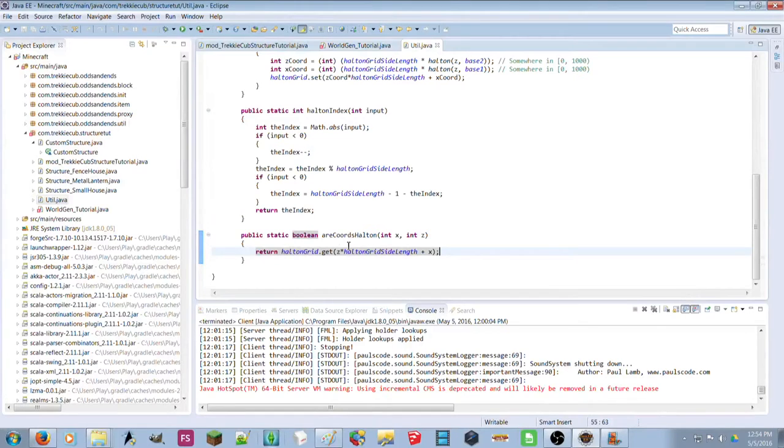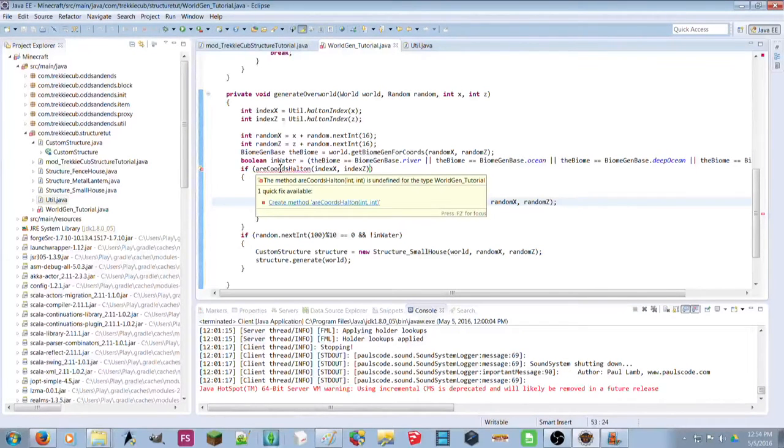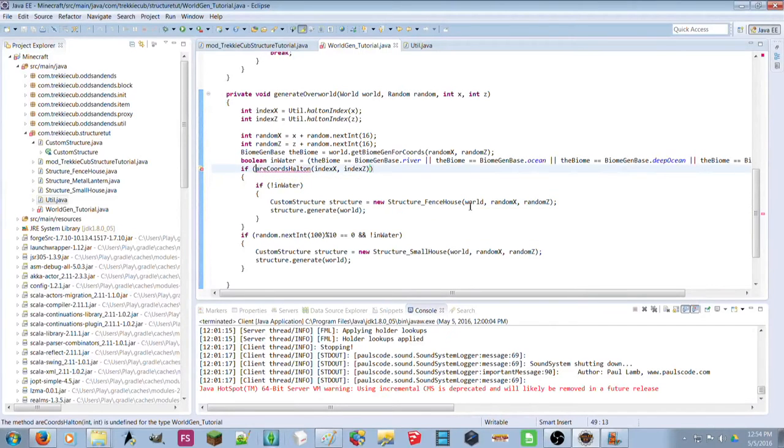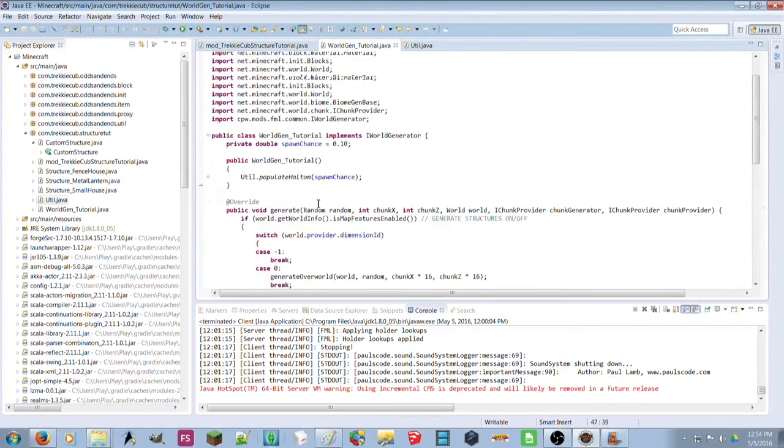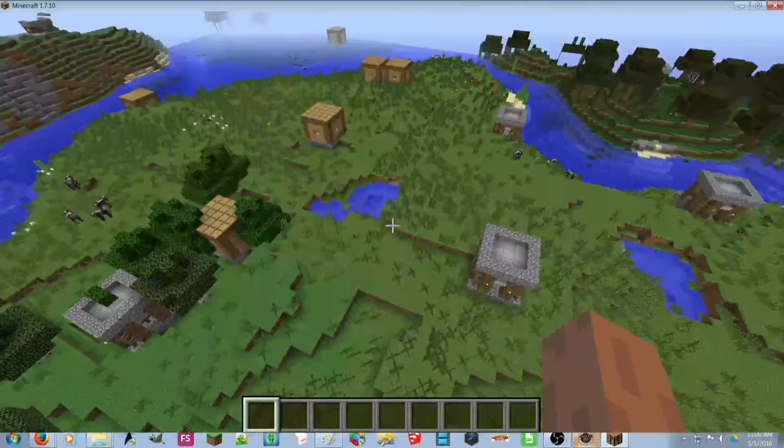Coords. What is wrong with you? Oh, that's why I'm being dumb. Util.areCoordinatesHalton. Okay. Save. This should do the same thing that the code was doing previously. Okay, we're back in the game.